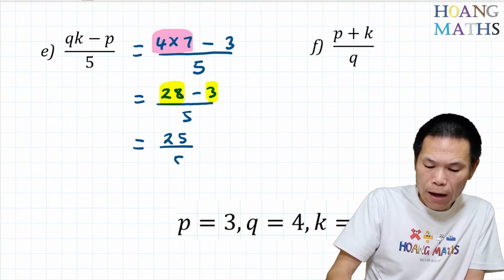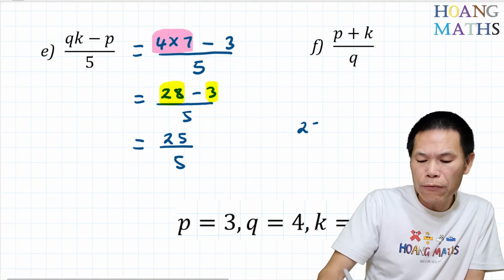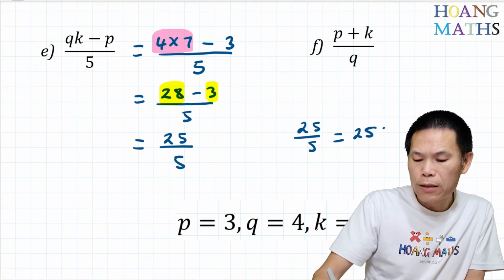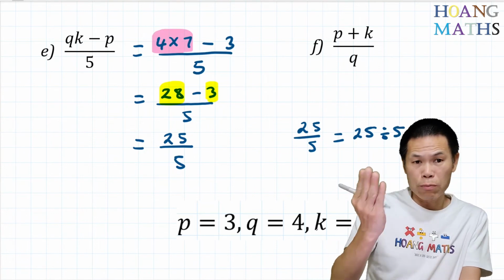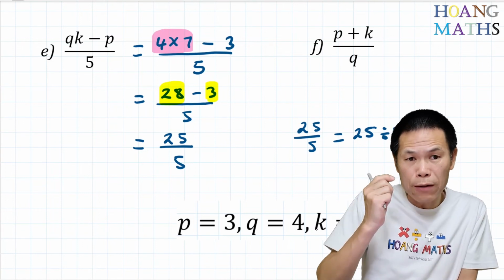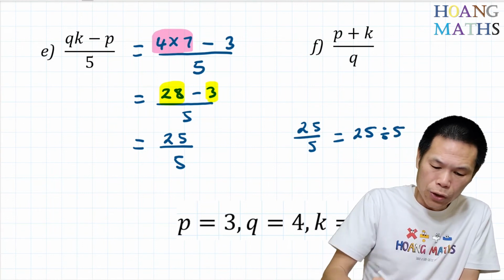over 5. Now don't forget 25 over 5 is the same as 25 divided by 5. Okay, so 25 divided by 5 is 5 because 5 times 5 is 25. So the answer is 5.